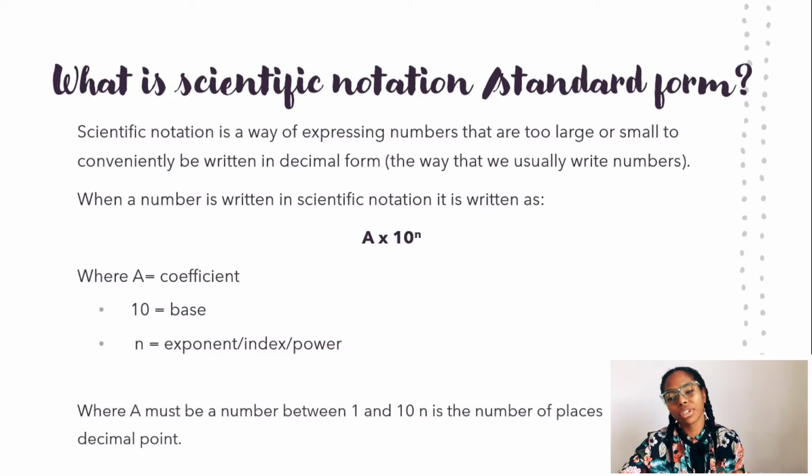When a number is written in scientific notation, it is written as a × 10^n, where a is the coefficient, meaning just a number, 10 is our base, and n is our exponent or index or power. You can use any word, they all mean the same thing. Now a must be a number between 1 and 10. So it can be 1, it can be 9.9999999, but it can't cross that and go over to 10. So between 1 and 10.